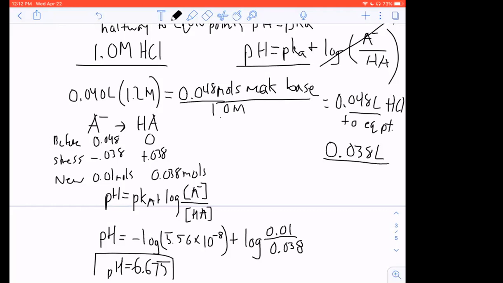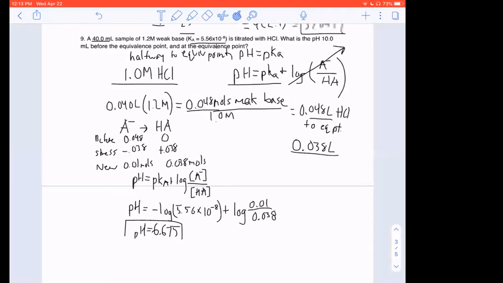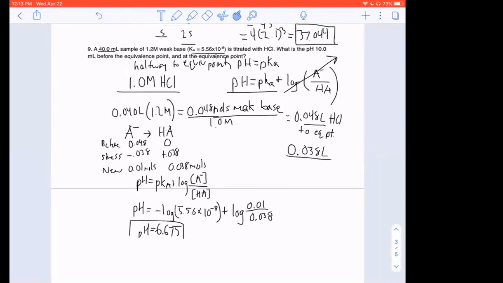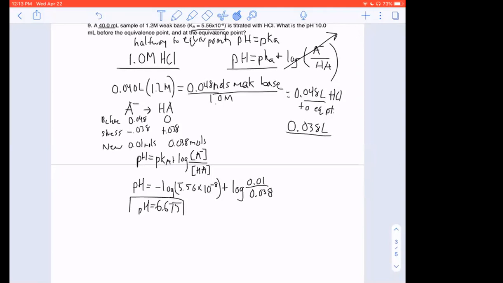So moving on to the next step then, I'll just finish working it out. Basically, at the equivalence point, remember what's happened is, if you look at this before stress new table, I'll just write that out again down here. That means you have A minus to HA again. I'm just going to write BSN for before stress new. We're just going to go back to the beginning. So before you added anything, you had 0 moles of this, and this would be 0.048 moles of this.